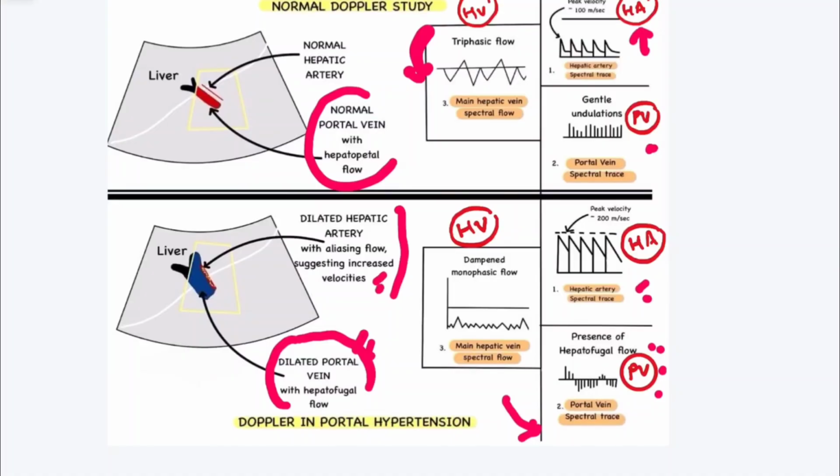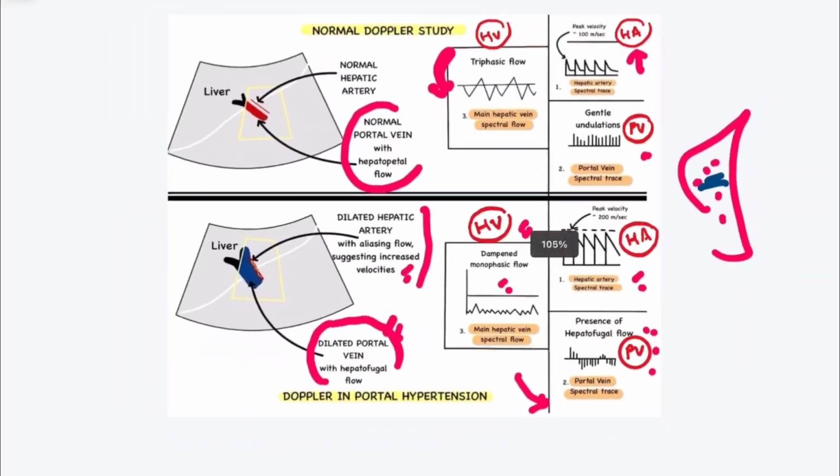Increased velocities are there with aliasing flow, and hepatic vein flow becomes monophasic, dampened from the triphasic flow, because as the liver is cirrhotic, there are multiple nodules, and these nodules cause pressure on the hepatic veins, thus their flow is very limited, and the flow becomes monophasic from the triphasic pattern.